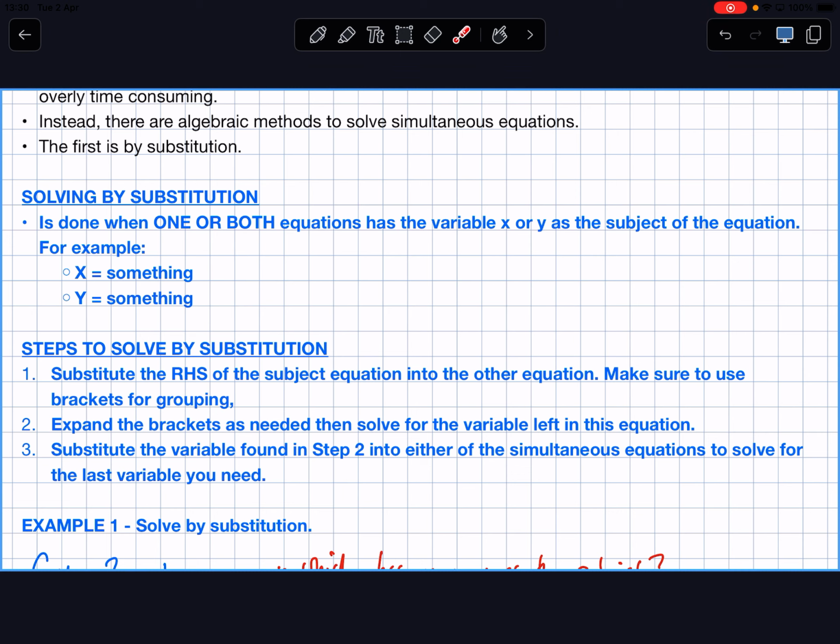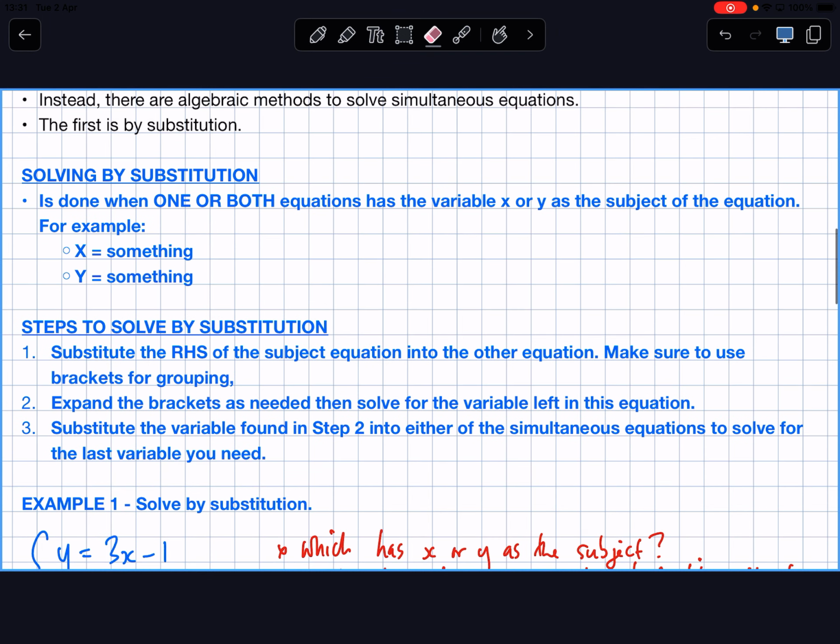Solving by substitution. You do it where one or both equations has the variable x or y as the subject of the equation. For example, x is by itself and it equals something, or y is by itself and it equals something. Not like this. So if you had something in general form like 3x plus 2y equals 6, what's the subject of that? What's the thing that's by itself? 6. That's not where you would use this. You would only use solving by substitution if x equals something or y equals something.